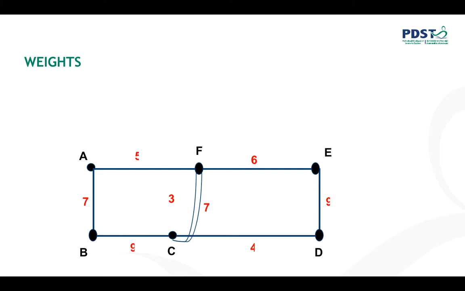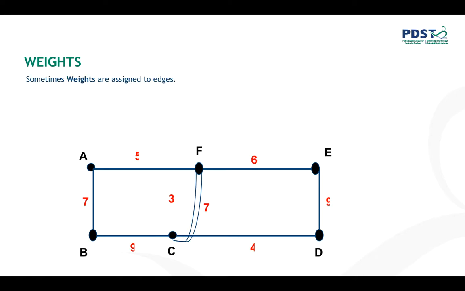Or they could represent tolls on bridges or the tolls on roads. So if you wanted to go from A to F, there might be a toll of €5 that you have to pay. Whereas if you wanted to go from F to E, there'd be a toll of €6. So they can represent many things.